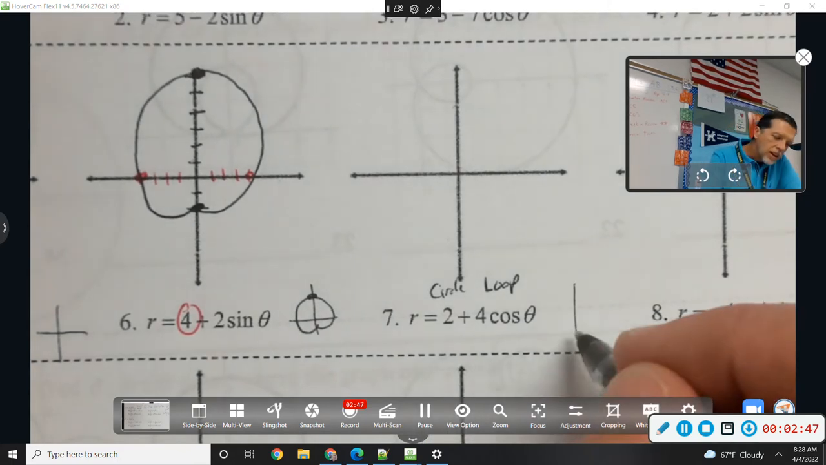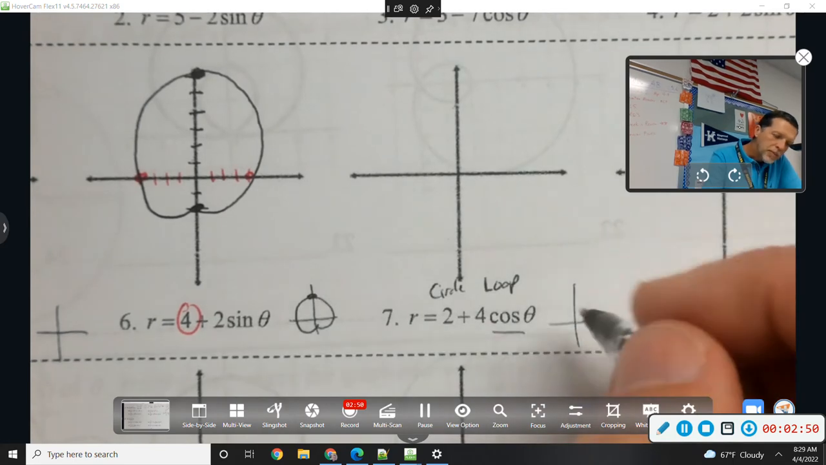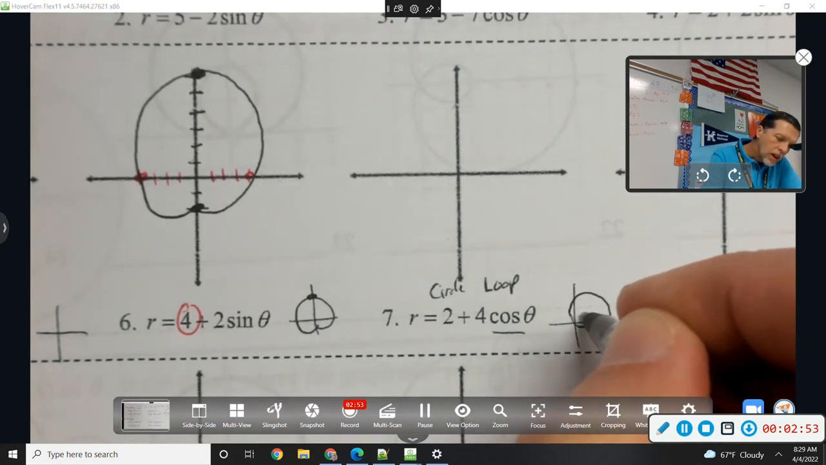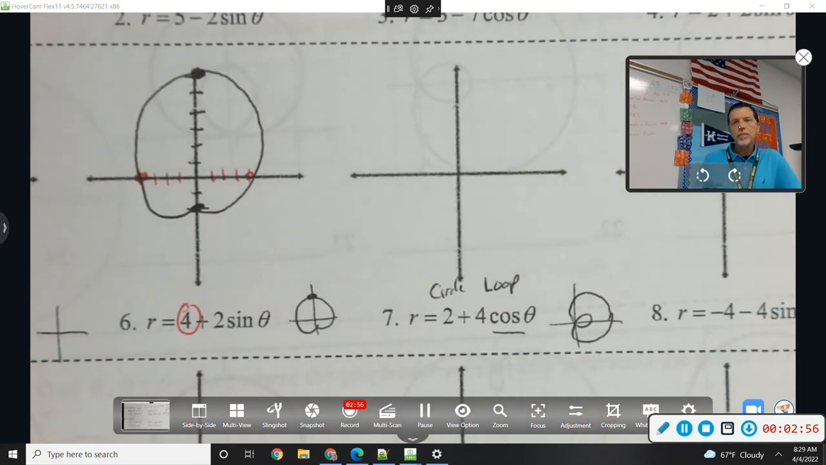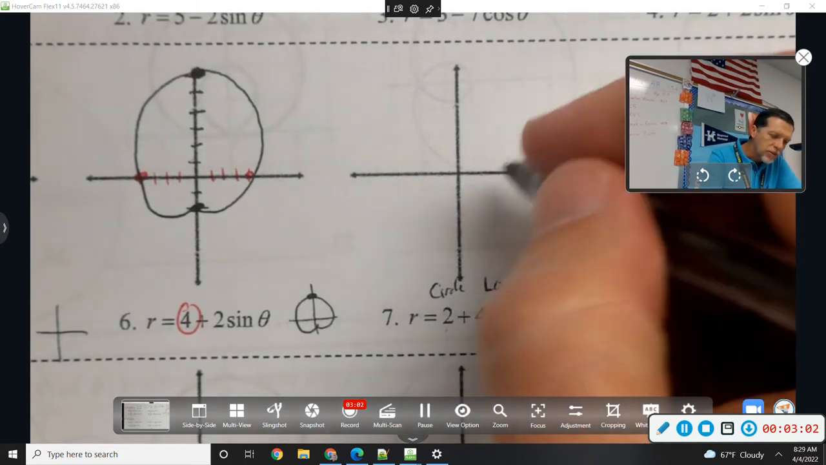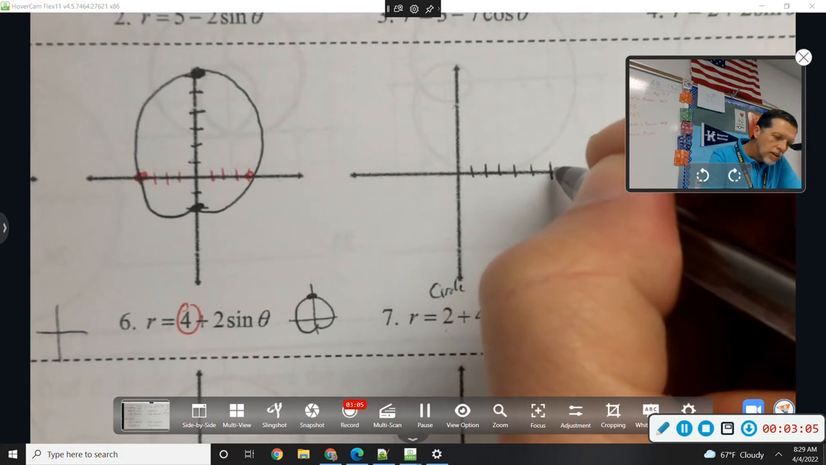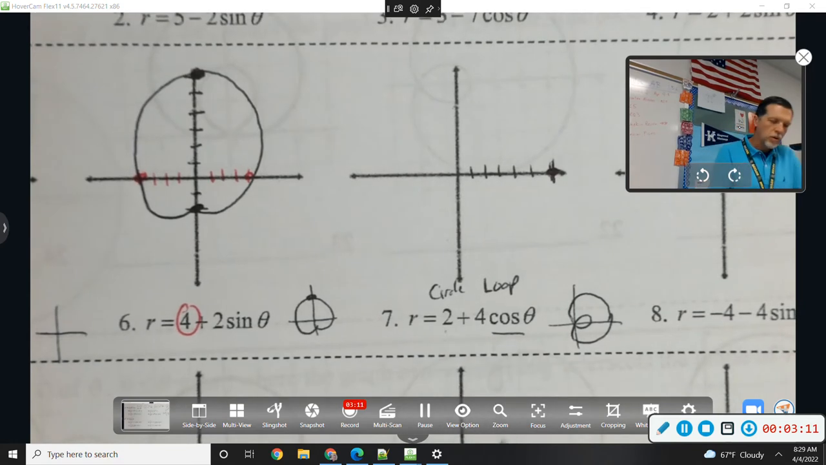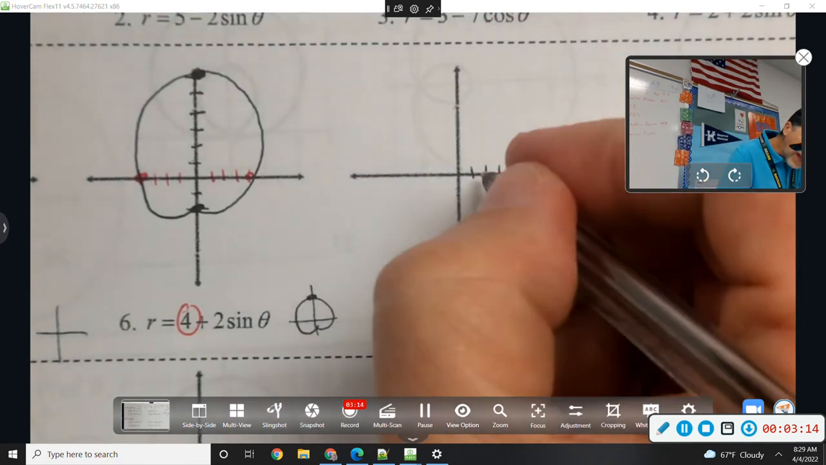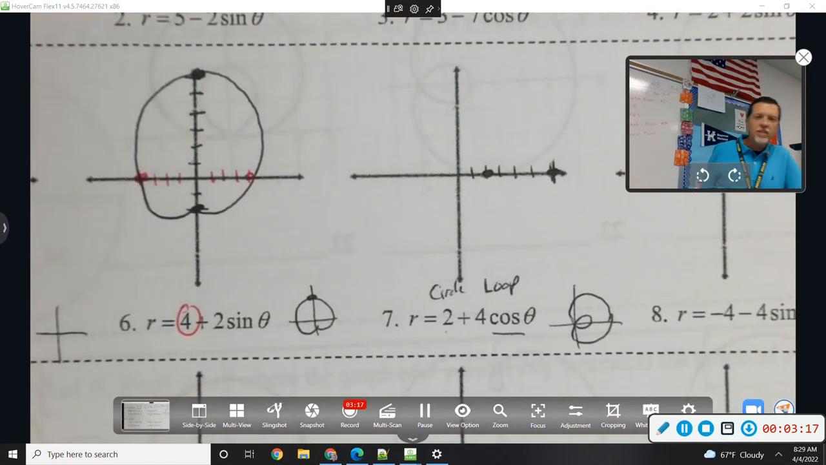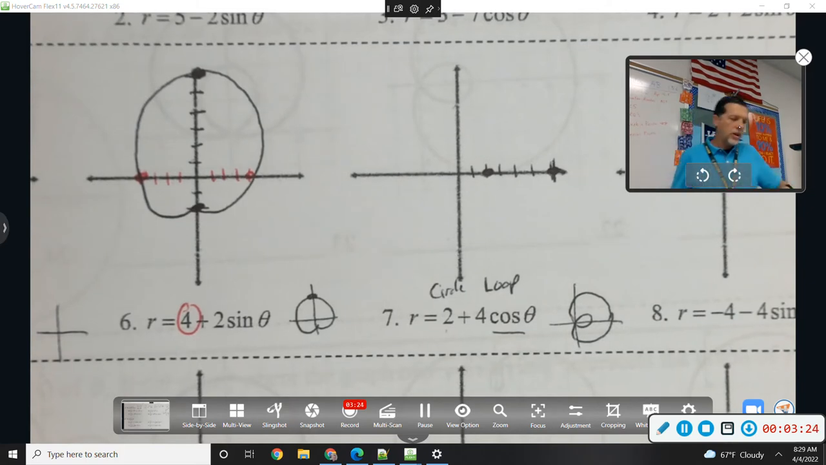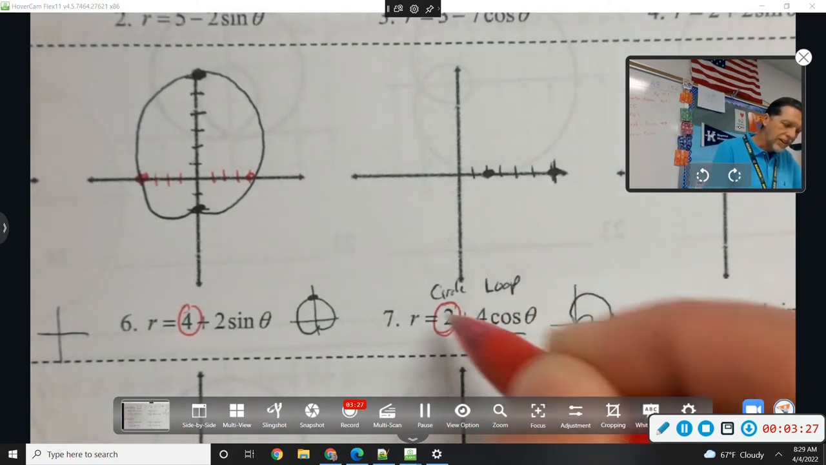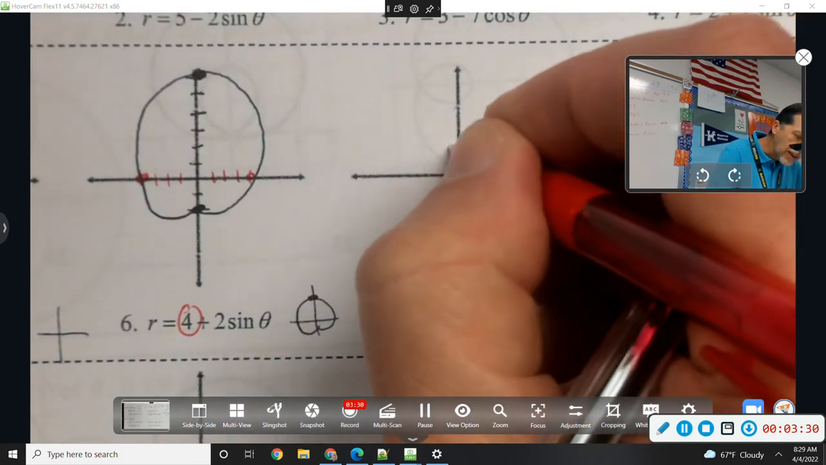So, inside loop, positive cosine. So this one's going to look something like that. But the farthest and opposite points are still kind of the same. The farthest out is 2 plus 4 is 6. Opposite: 2 minus 4. But that puts us at negative 2, is one way to think of it. That's what makes the loop, because it's inside the limaçon. And then how far up and down do we go? 2. Yeah, it's not always up and down. It's the sideways points, I guess.